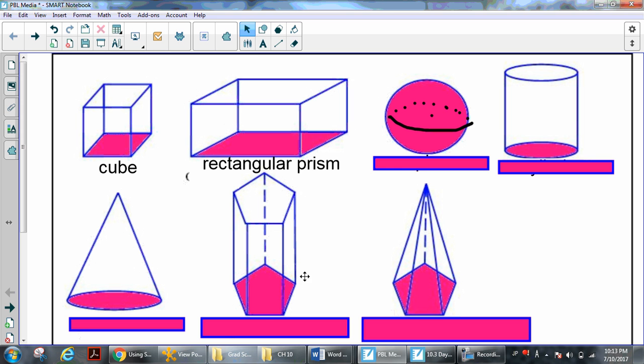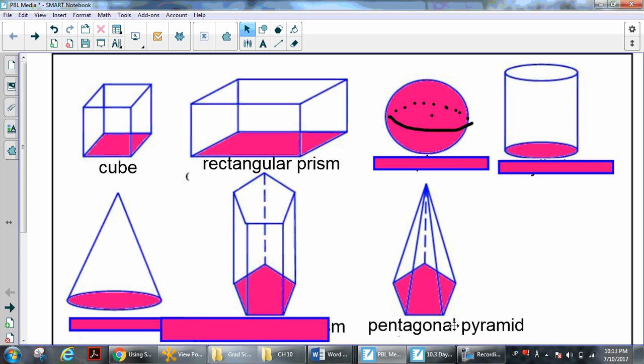As you can see below, when the bases, or the parallel sides, your 2 parallel sides, are pentagons, we actually call this a pentagonal prism. Not to be confused with the pentagonal pyramid, which only has 1 base, and all of these edges meet at a vertex.